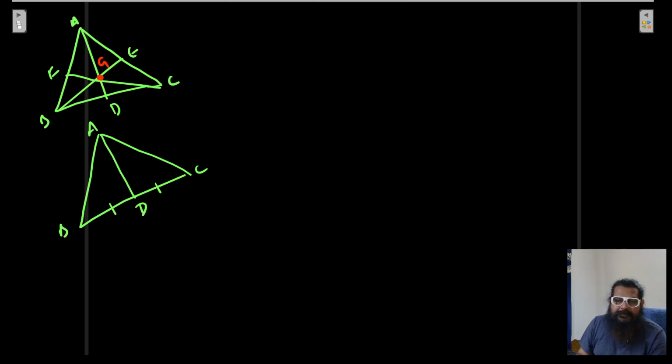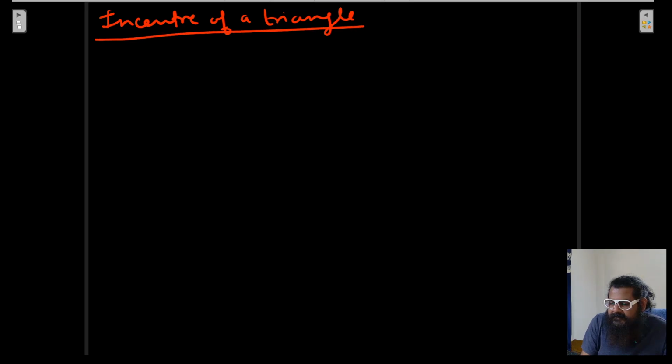Today we will discuss the incenter. The next center of the triangle is the incenter. So let's begin our journey for the incenter of a triangle. So, incenter. What is the incenter of a triangle? First we will see the definition.